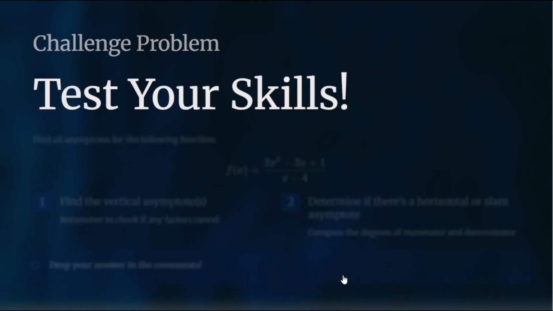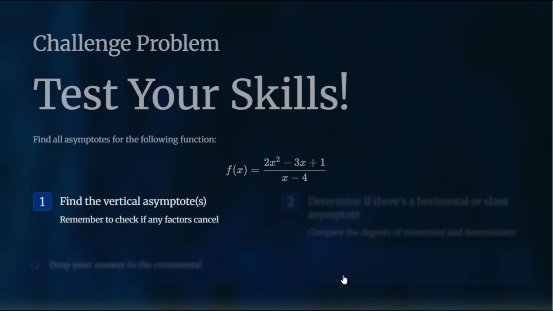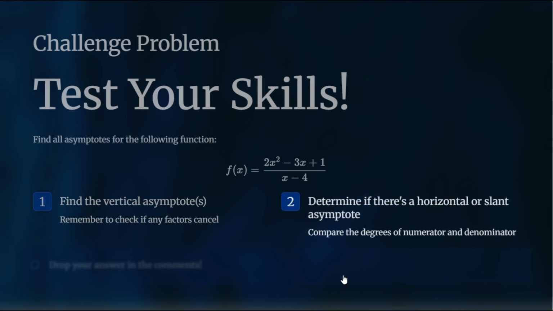Here's your challenge. Find all asymptotes for the following function. F of x equals 2x squared minus 3x plus 1 over x minus 4. First, in order to find vertical asymptotes, remember to check if any factors cancel. Compare the degrees of the numerator and the denominator in order to find if there's a horizontal or slant asymptote. And please drop your answer in the comments.